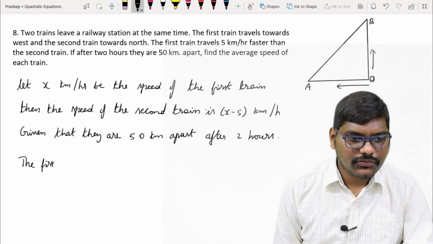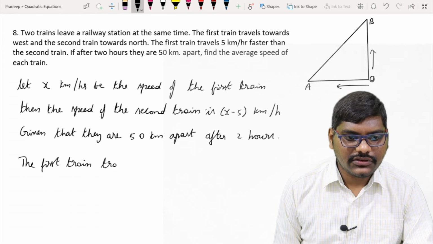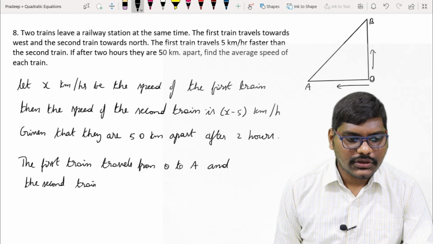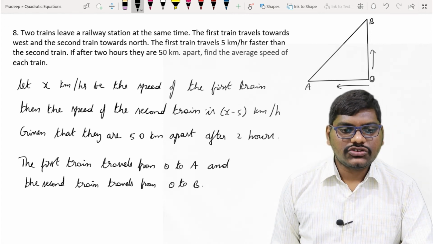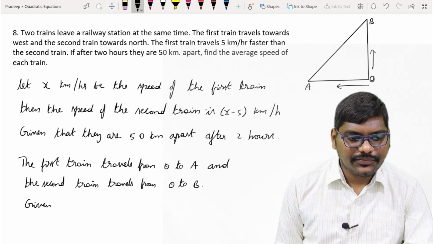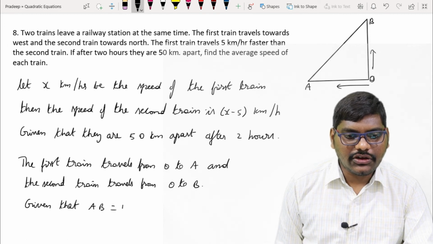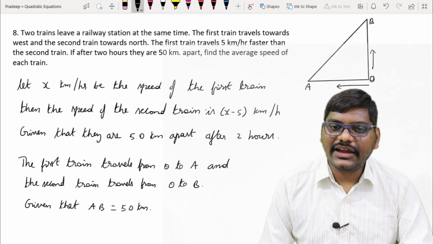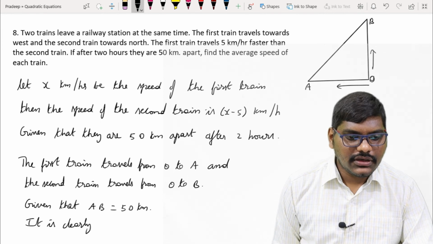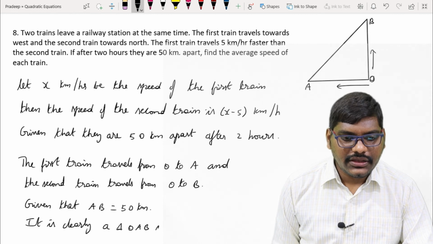The first train travels from O to A. I will write for the second train also. The second train travels from O to B. Okay, so what is the distance apart? This is the distance which is 50 kilometer apart from one to the other. So I can write here, given that AB equal to 50 kilometer. Right, so now this is a clear right angle triangle which we already got. So we'll write the same here. It is clearly a triangle OAB is a right angle triangle.